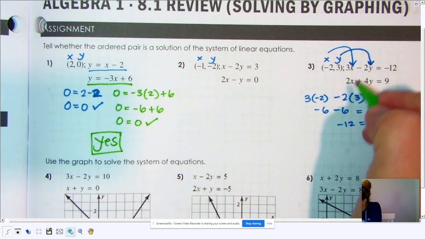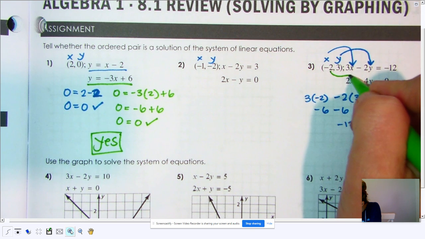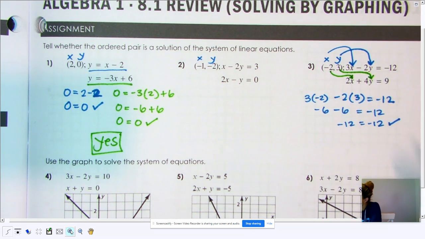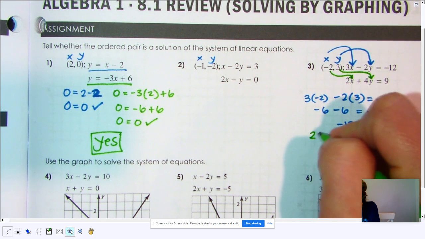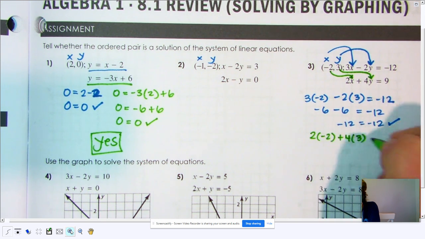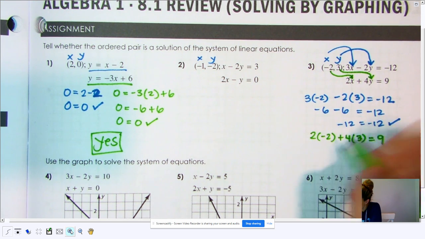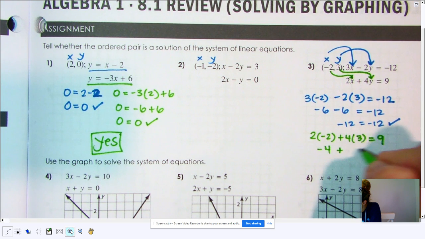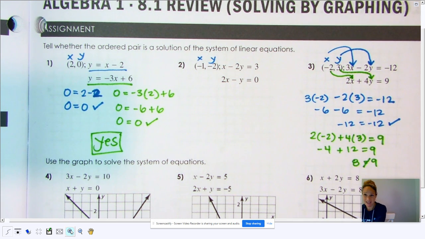All right, so we're gonna plug in x right there for x. We're gonna plug in y right there for y. So I'm gonna write this out. 2 times negative 2 plus 4 times 3 equals 9. Is that true? Yes or no? 2 times negative 2 is negative 4. 4 times 3 is 12. And I want to know if that's equal to 9. Well, I get 8 on this side. That is not true. 8 does not equal 9.